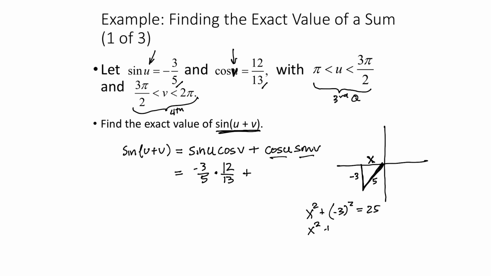X squared plus 9 is 25. And let's see, we have one of our special triangles, x squared equal to 16. And so x is equal to 4, the square root of 16. This is a 3, 4, 5 triangle. So I may not know what angle would give me that, but I do know that this side here would have a length of 4.